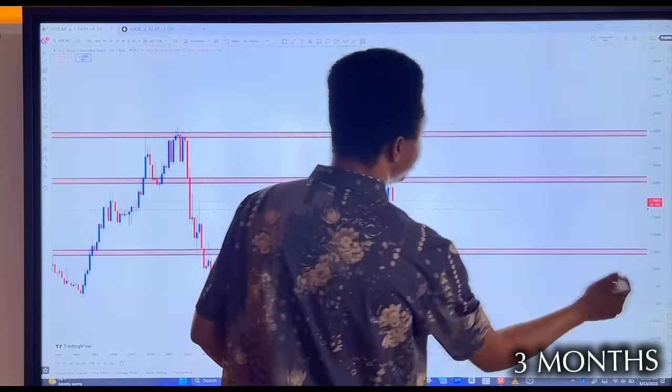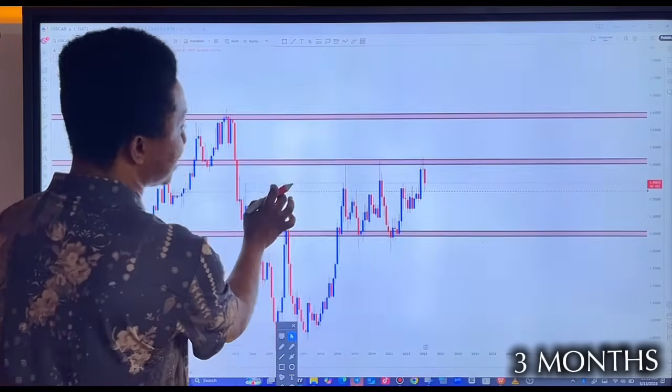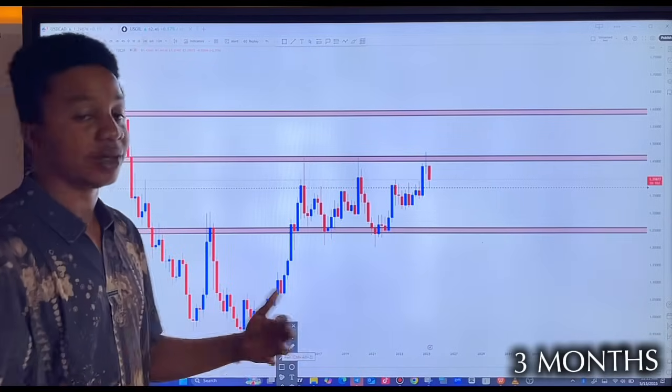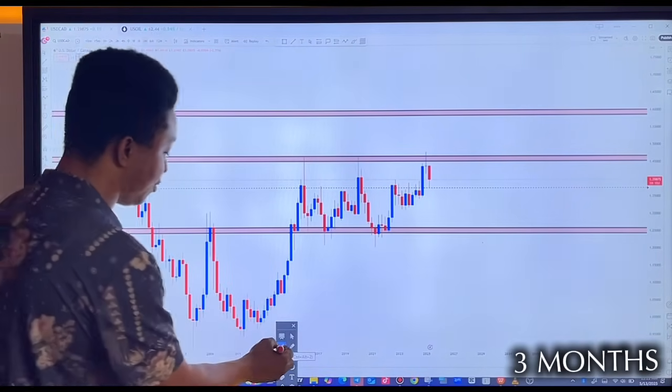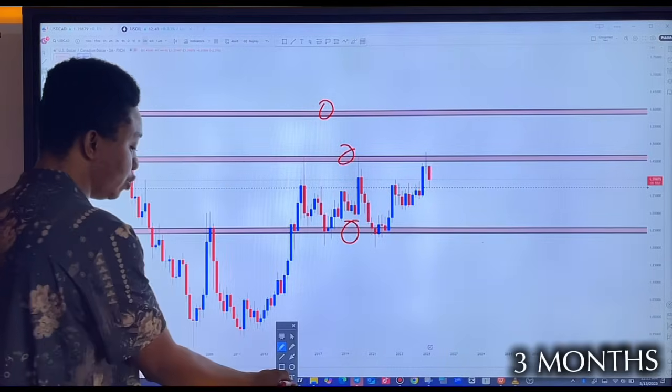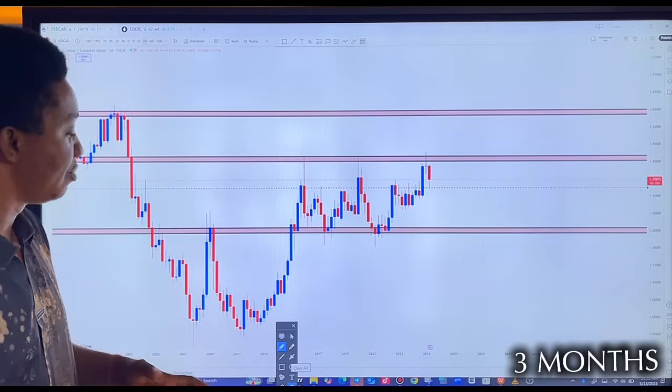So this is USD CAD on the 3 months time frame. I told you that from now on I'm going to be doing more work from the 3 months time frame. Over here on the 3 months time frame, we have the upper zone, the mid-range zone, and then the lower zone. Let's put meaning into the 3 months time frame.